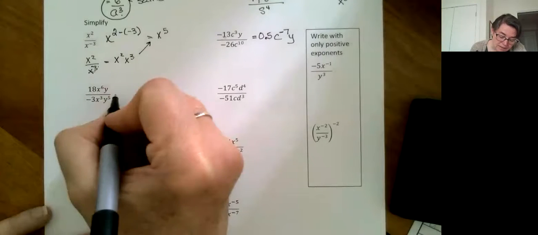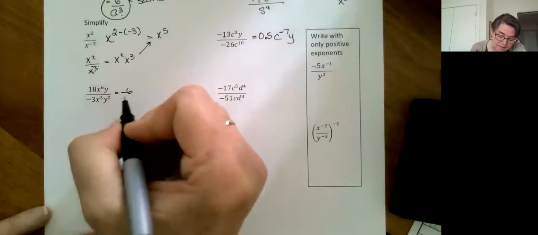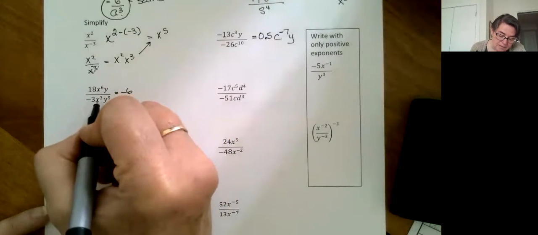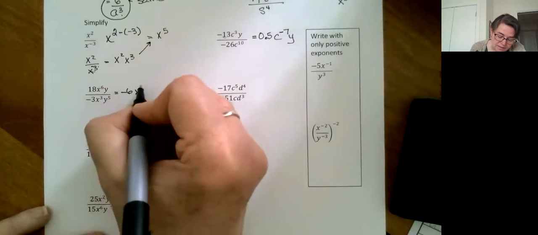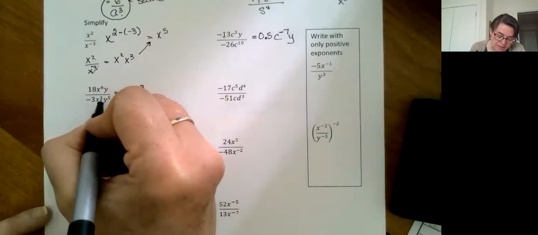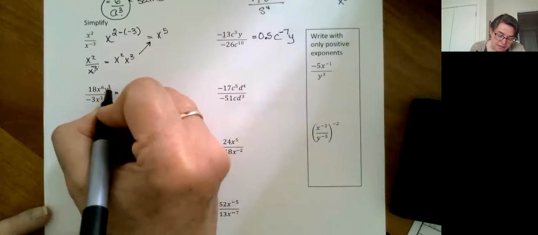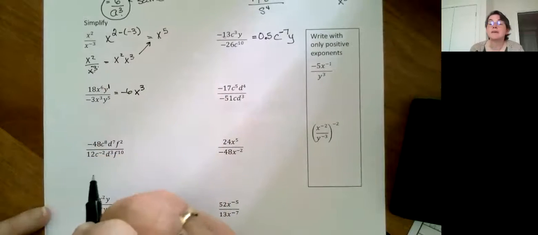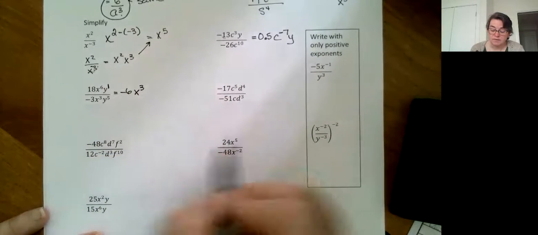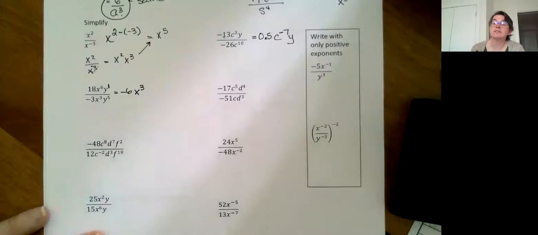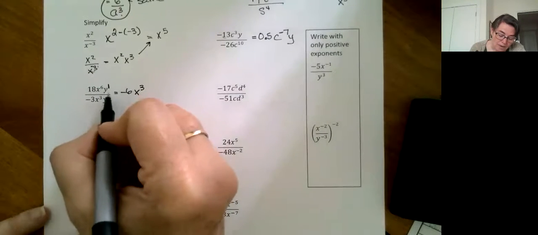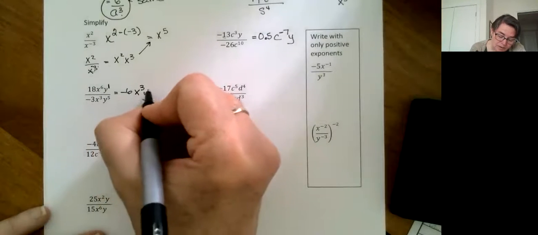18 divided by minus 3 is minus 6. X to the 6 divided by x to the 3 is going to give me x to the 3, 6 minus 3. Now, understood 1 there. And if that bugs you and you find single variables anywhere on a worksheet, first thing you can do is go through and put little ones in there to remind yourself what's going on. 1 minus 5 is y to the minus 4.